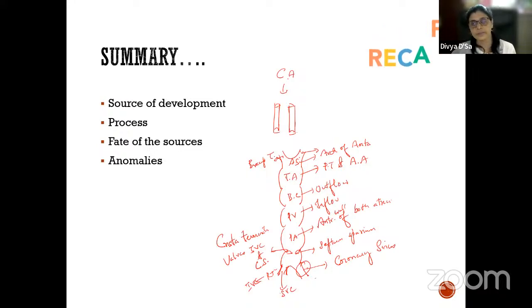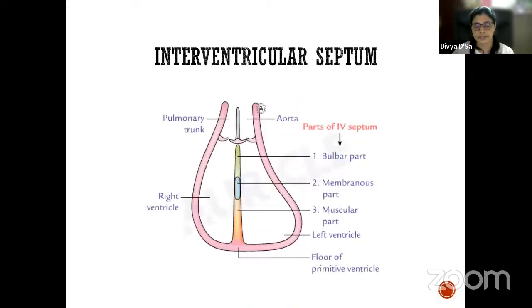Now, anomalies. We just talked about the atrium. So atrial septal defects: the septum primum, septum secundum, persistent foramen ovale, premature closure. All these are the different types. Next, we go for the interventricular septum. So how does the interventricular septum form?